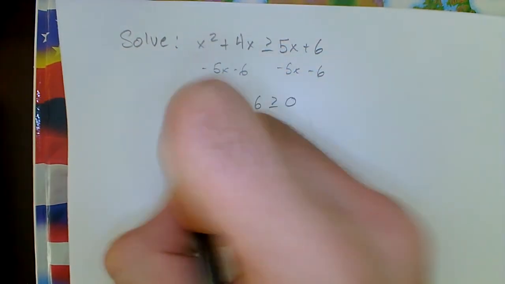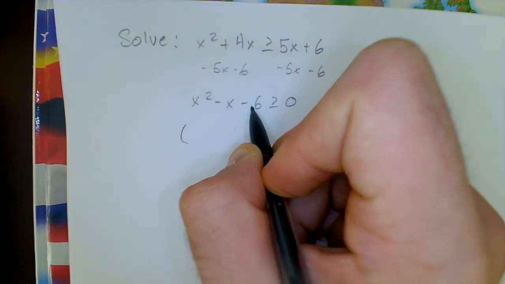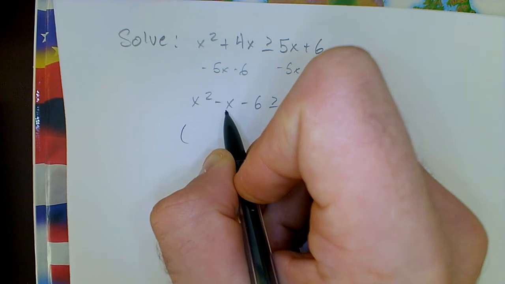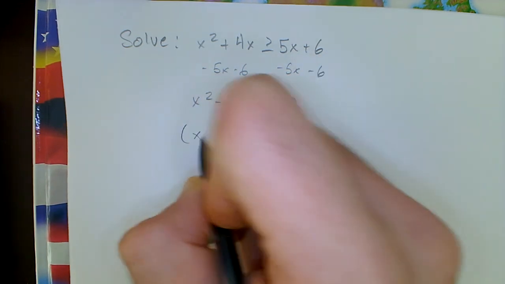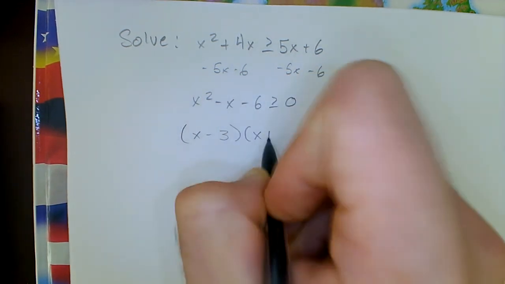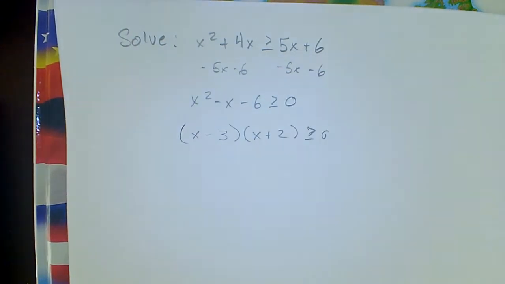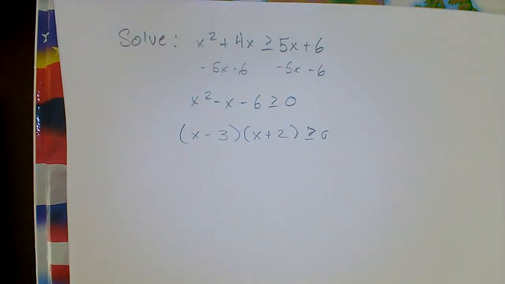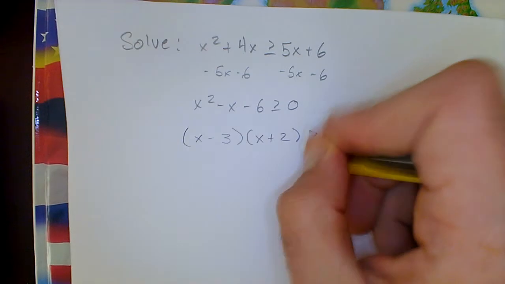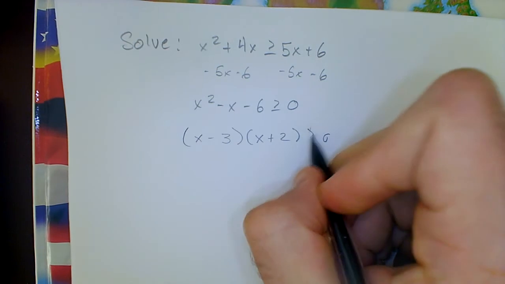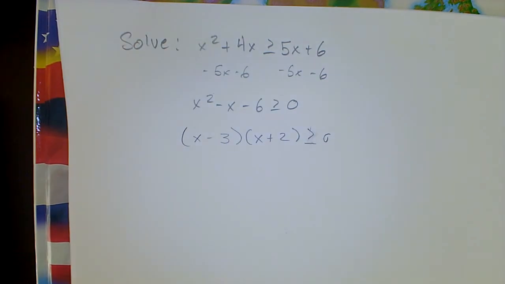So now we're going to factor this side. We've got two numbers that multiply to -6 but add to -1. So we're going to do x minus 3 and x plus 2. Okay, so we factored the left side. Notice we haven't divided or multiplied by any negative numbers, so our inequality stays the same.